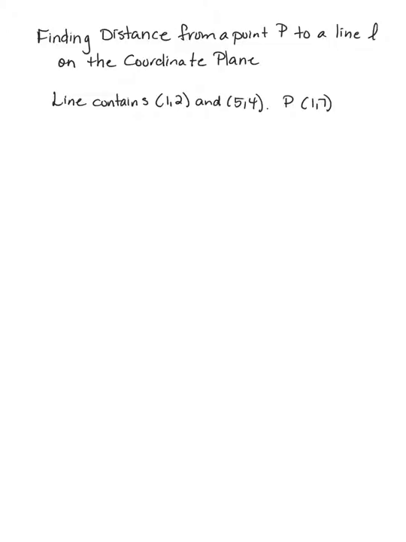Now, I want to just sketch out a little visual here so that we know exactly what we have and specifically what we're looking for. So let's make a little graph. It doesn't have to be fancy, but we need to get in our mind what information we know. So we've got line L. I'm going to put my line in blue. So I've got points 1, 2 and 5, 4.